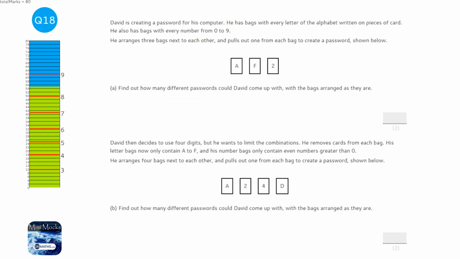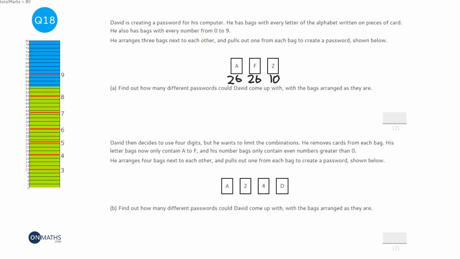Okay, so this question seems really complicated because of the sheer amount of words, but actually it's quite a simple question when you get your head around it. So the first question, we're looking at 2 bags of letters and 1 bag of numbers. There are 26 letters in the alphabet, so there's 26 options for this first bag. There will be 26 options for the second bag, and numbers from 0 to 9. We've got to be careful here because 0 is counted, so there are 10 numbers in that bag, because there's 1, 2, 3, 4, 5, 6, 7, 8, 9, but there's also 0, so that's 10 in total.